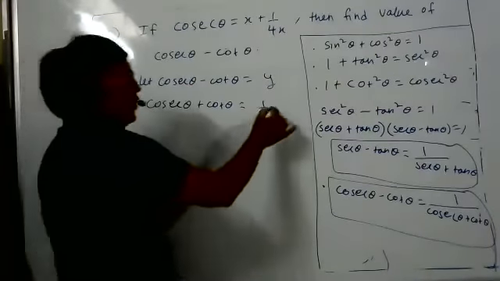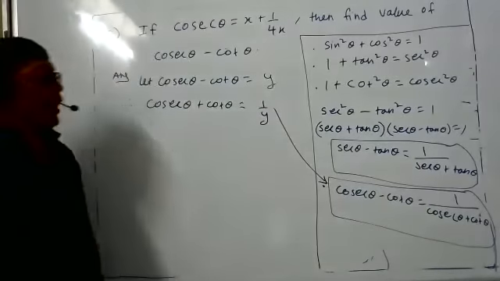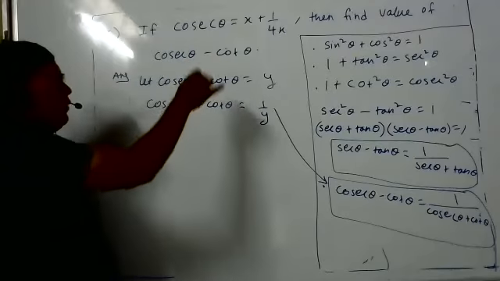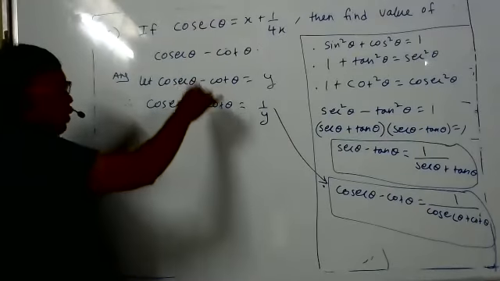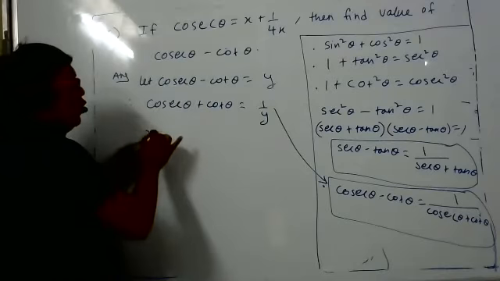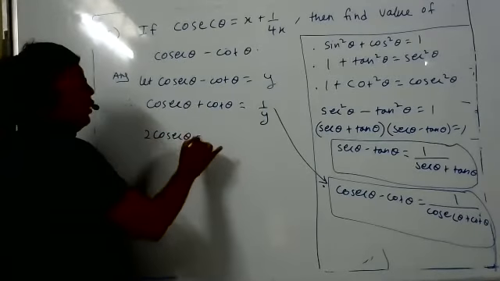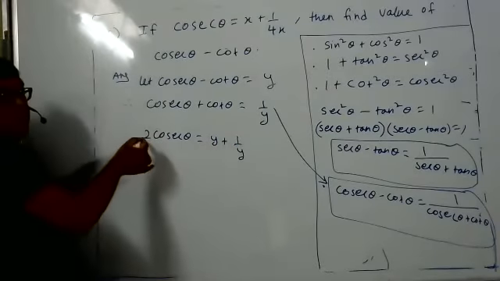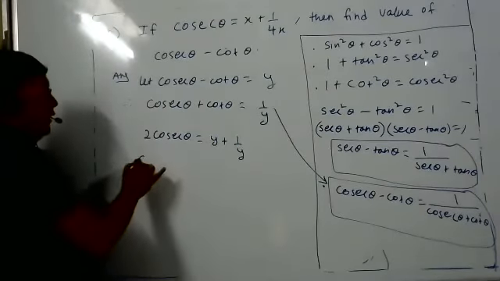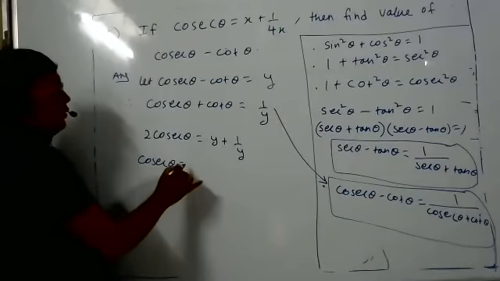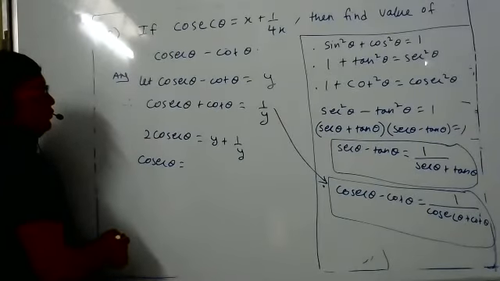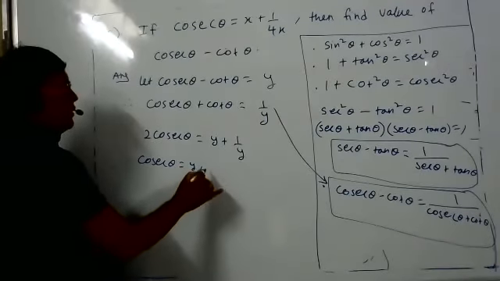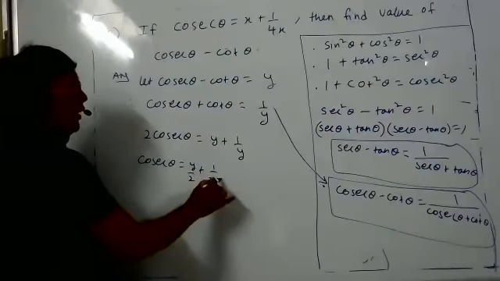We have used this formula. Cosecant theta minus cot theta is equal to y, cosecant theta plus cot theta is equal to 1 by y. Both the expressions you add, what you will get? 2 cosecant theta is equal to y plus 1 by y. 2 you take on the right hand side, what you will get? Cosecant theta is equal to y plus 1 by y divided by 2, that is y by 2 plus 1 by 2y.